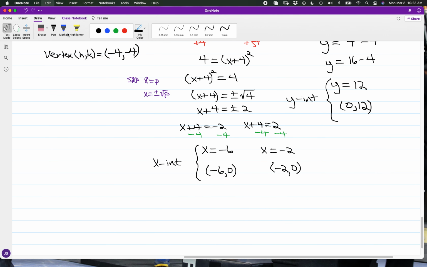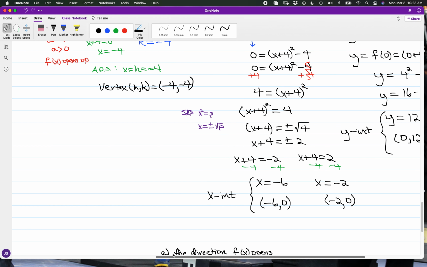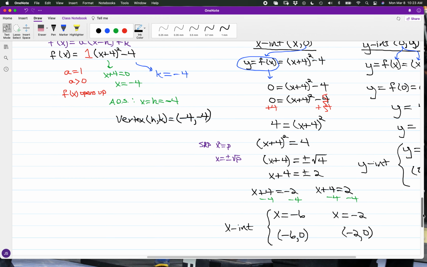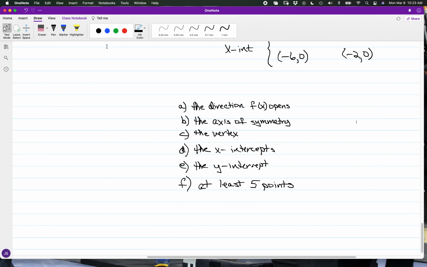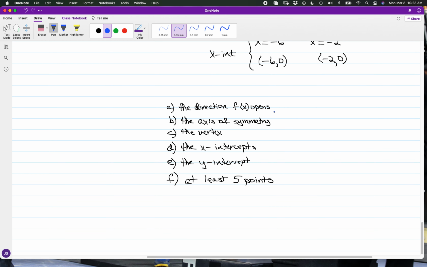and again, just going back, we had the direction of the graph opening upward. Axis of symmetry, we have x is equal to negative 4. The vertex we have at negative 4, negative 4. So it's going to open up, axis of symmetry again x is equal to negative 4, and for the vertex, again, negative 4, negative 4.